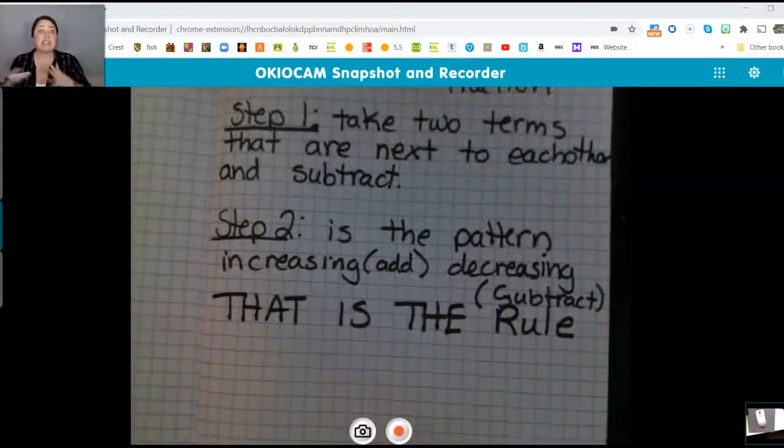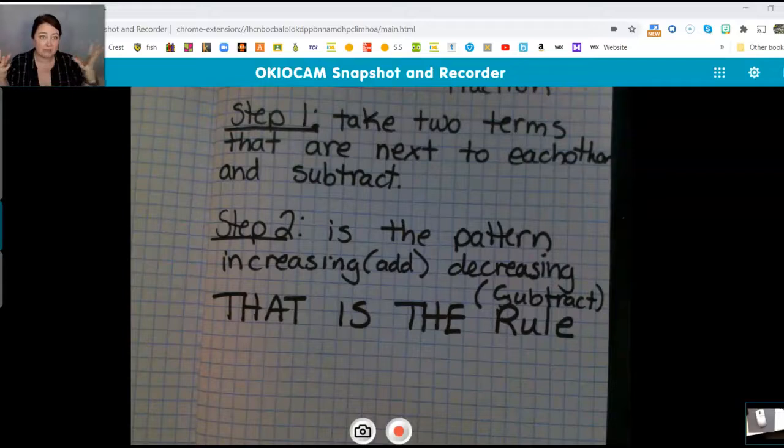Okay, so let me give you an example. Those are the steps. Step 1, take two terms that are next to each other, subtract them. That's the difference between the two terms. Step 2 is the pattern increasing or decreasing. And then put the two together, and that's the rule.